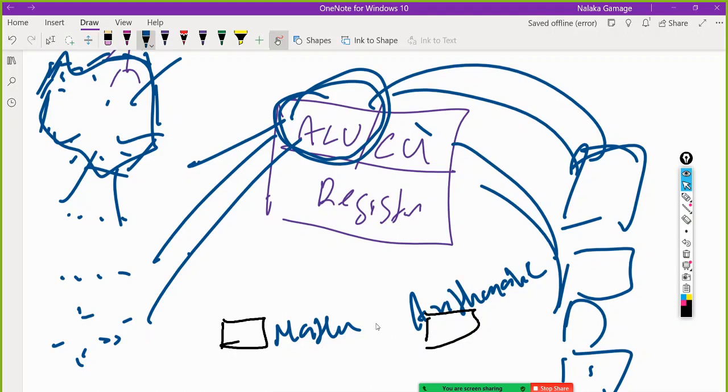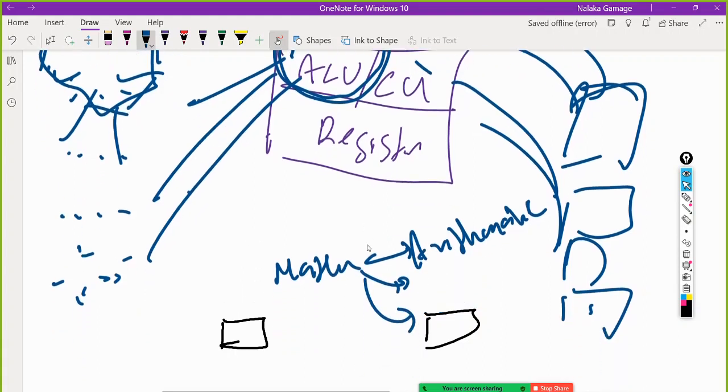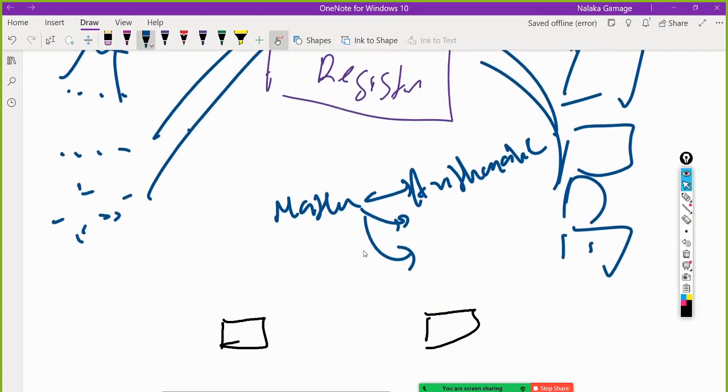So what is the difference between mathematics and arithmetic? Mathematics is that big subject, right? Mathematics has different sub-areas. Arithmetic is one area related to numbers. Then you have algebra. Then you have geometry, right?